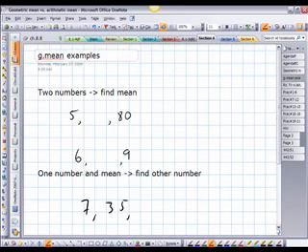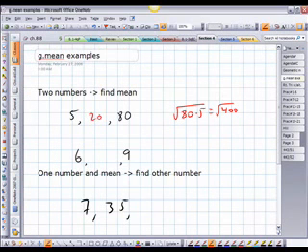All right, you have two numbers, you want to find the mean. Now this is for geometric mean only. So you do the square root of the two numbers multiplied together. So that's the square root of 400, which is equal to 20. And as you can see, going from 5 to 20, you multiply by 4. 20 to 80, you also multiply by 4.